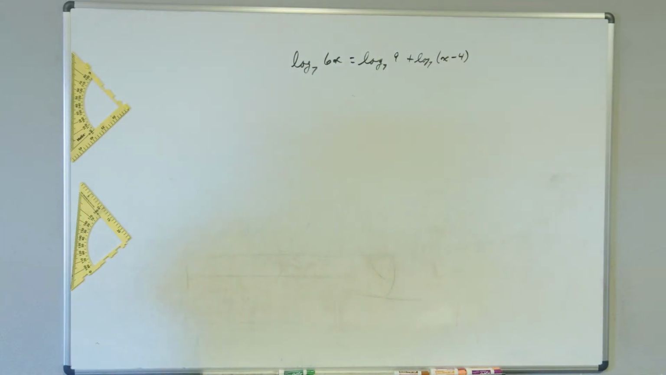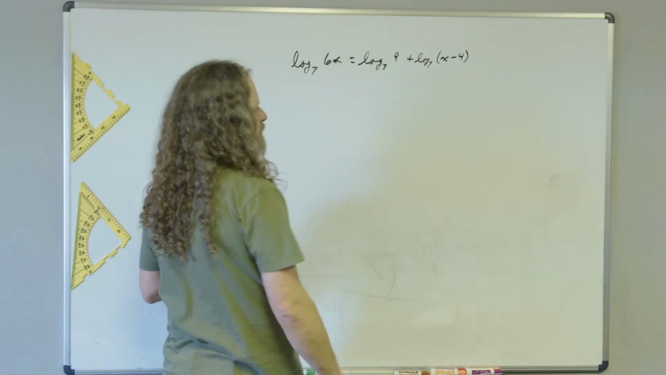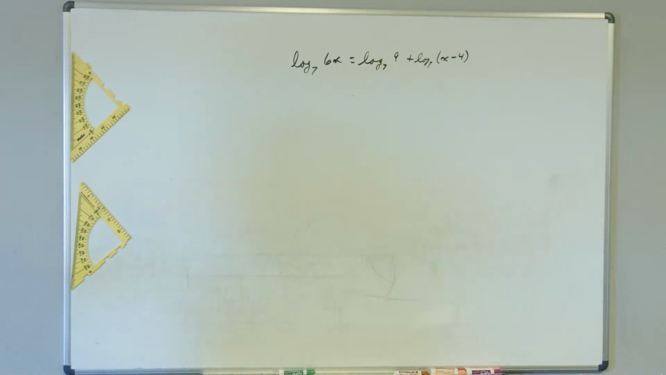You can't just kill the logs yet. Because of that plus, you've got to combine them first. Which property is that? It's where they multiply. Yeah, the product property. Great. So, skipping a step, 6x equals 9x minus 36.